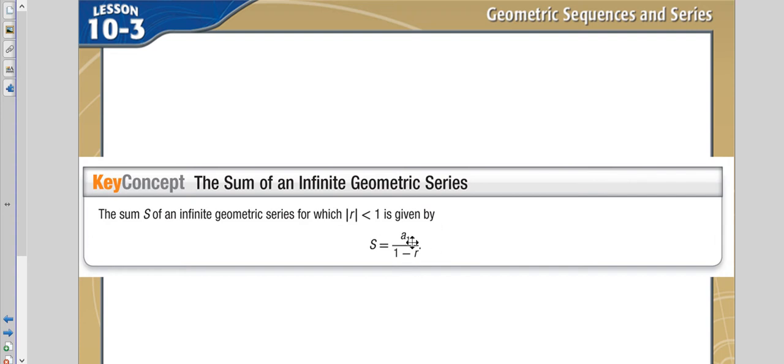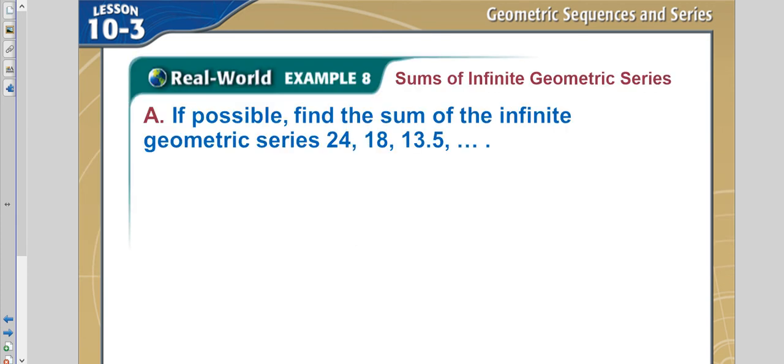So here's our formula, a sub 1 over 1 minus r. This only works when the absolute value of the rate is less than 1. So it could be negative, it could be positive, that's fine. But simply put, the absolute value of the rate needs to be less than 1. Let me show you if it's possible here.